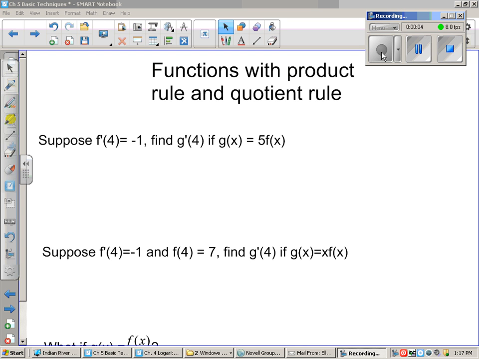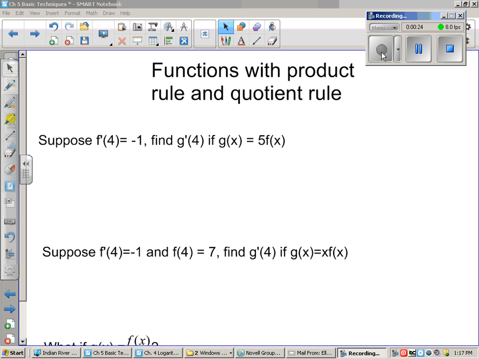All right, so today I just want to go through a few questions of how we can use the product and the quotient rule in a different way. The first example says, suppose f prime of 4 equals -1. So it's giving you the derivative of the function f at 4. And then it says find g prime of 4.